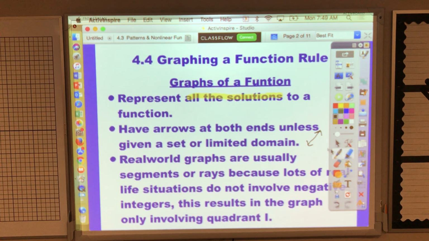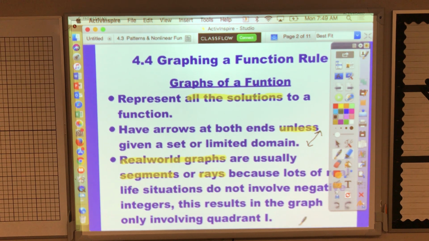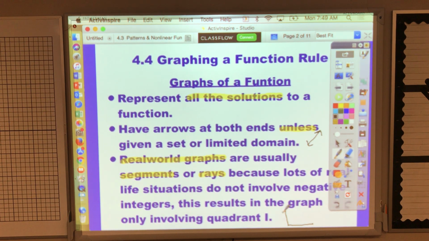set or limited domain. And what we're talking about then is usually real world graphs, so word problems. When they're a word problem, they usually do not involve your negative integers, which means your graph is only usually in quadrant 1. And here's my coordinate plane. So you might have either a ray, which means it's going to come out somewhere and keep going straight, or you may end up with a segment, where it's connecting those two parts. But it will usually not have arrows on both those ends.